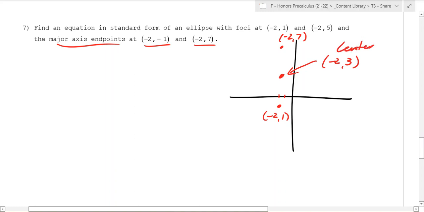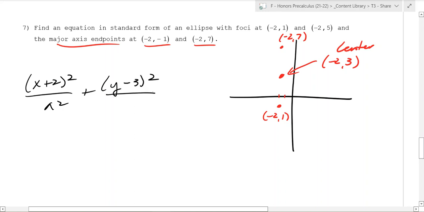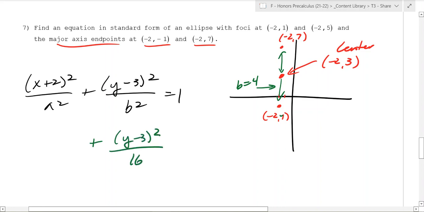So now what do we need to do? Well, we know that therefore it's going to be x plus 2 squared over a squared plus y minus 3 squared over b squared is equal to 1. For the y, the major axes, we know the vertical distance goes from 3 to 7, and from 3 down to negative 1. So it's going to be 4. That means that b is equal to 4. So now we know it's y minus 3 squared over 4 squared, which is 16.